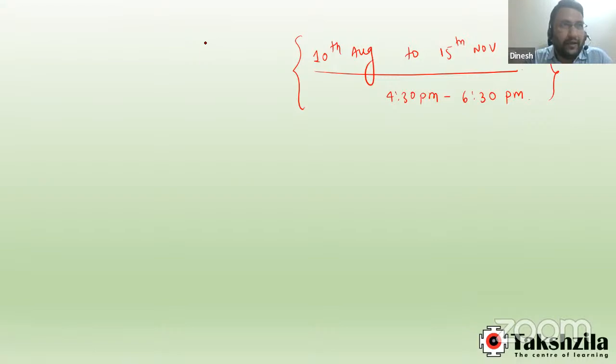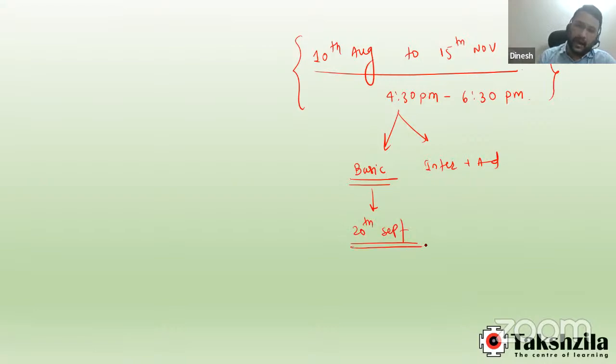If you talk about the NMAT exam, it's starting from 10th. We divided this course into two parts. The first part is basic, and the second part is intermediate and advanced. In the basic part, we will be covering all the topics. The basic part of all the topics will get completed by the end of 20th September, everyone. And from 21st September, we will be starting the intermediate plus advanced part.